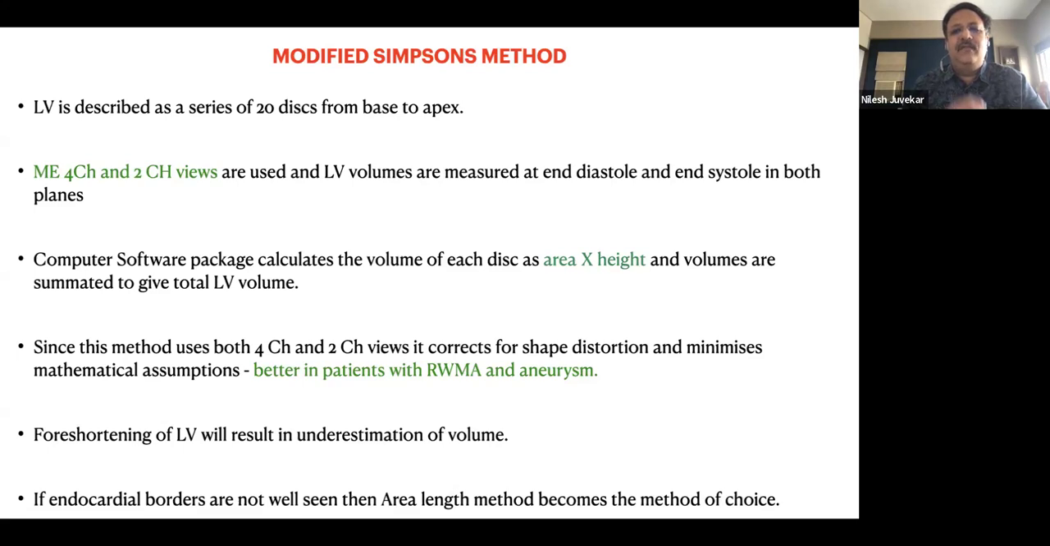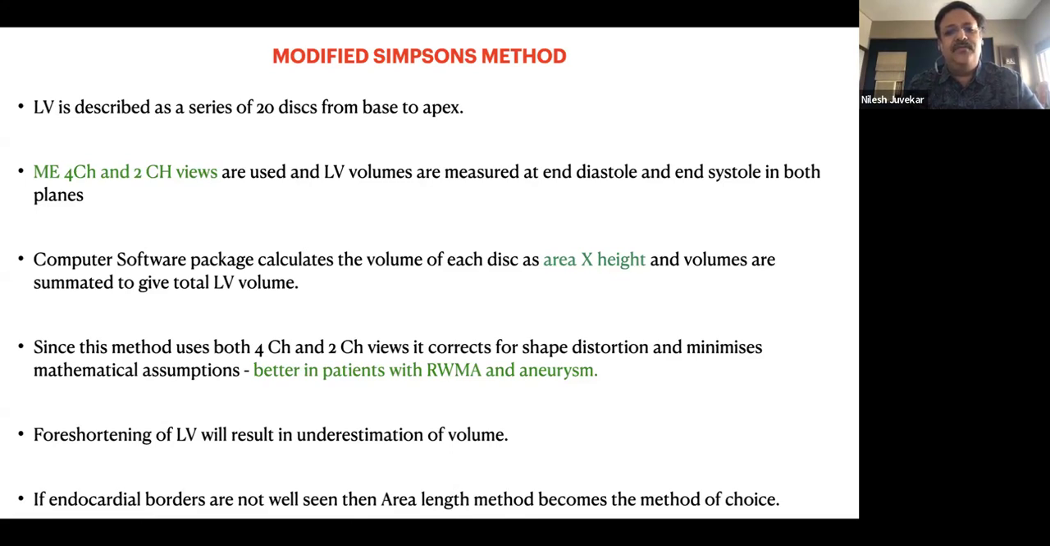And in this, the LV volumes are measured both at end diastole and end systole in both the planes. So the computer software package calculates the volume of each disc, which is calculated as the height times the area, and these volumes are summated to give us the total LV volume. Why is this better?